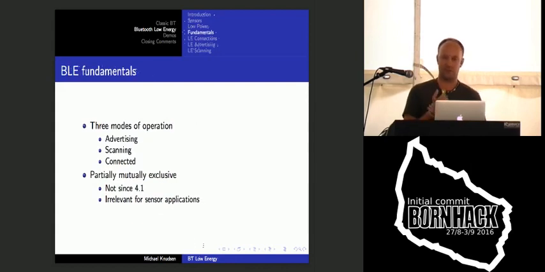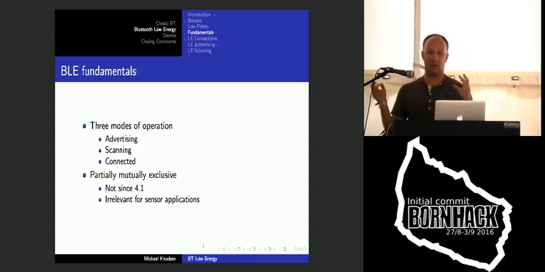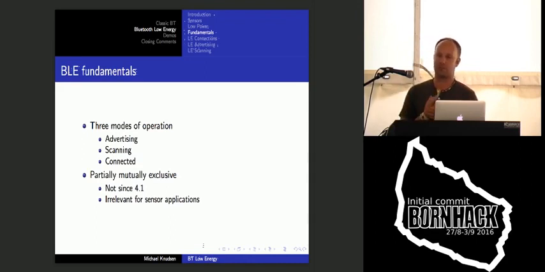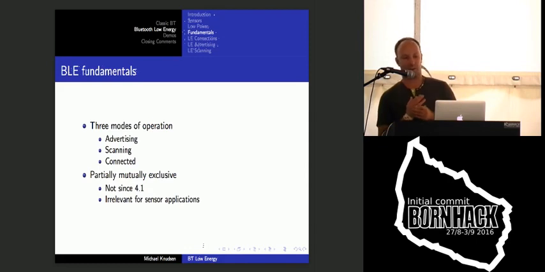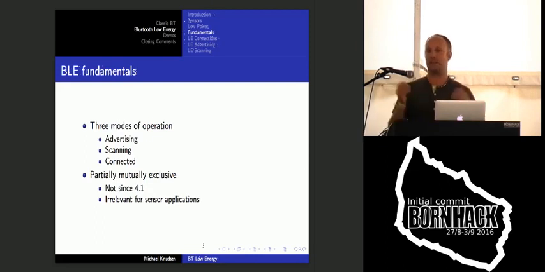Okay, so the fundamentals of Bluetooth Low Energy is that we have 3 modes of operation. We have what is called advertising and scanning, and then you can have connections. These modes of operation used to be partially mutually exclusive, but I think in the 4.1 spec these constraints were removed. But these constraints are not really relevant for sensor applications, at least on the sensor side, because typically you will not be doing all of these things at the same time. So it doesn't really matter. If you get a 4.0 device, it should still be fine for doing various sensor implementations.